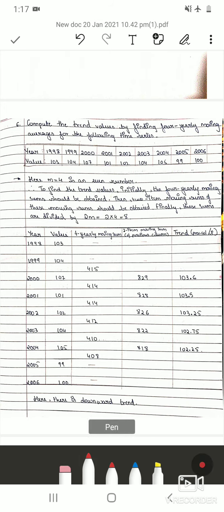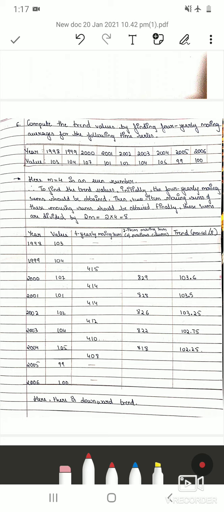Then we have to find the 2 item moving sum, that is, add these 2 values and write it in the middle, which is 415 plus 414, which is 829. For the next value, add the next 2 values, which is 414 plus 414, which is 828, and write it in the middle. Similarly 414 plus 412, which is 826, and 412 plus 410, which is 822, and 410 plus 408, which is 818.